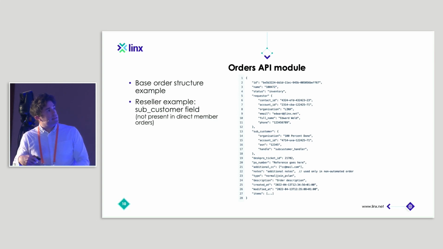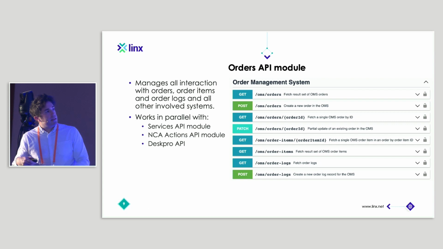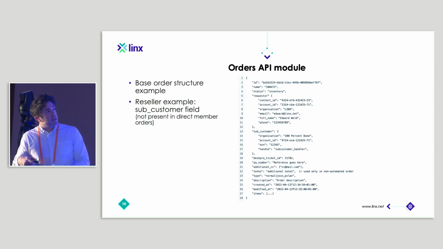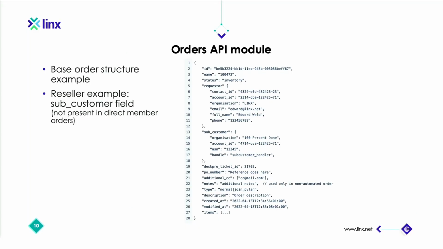Right, so this is an example of the orders API module, the base order structure example. So if you get an order, you get this. You can see, I mean, it's very small there, but you see the name of the order, the status, who requested it, right? And in this case, you also have a sub-customer section, because this was a reseller example. In a direct member, you wouldn't have the sub-customer section. Then you have other details like the Despro ticket ID and so on and so on.